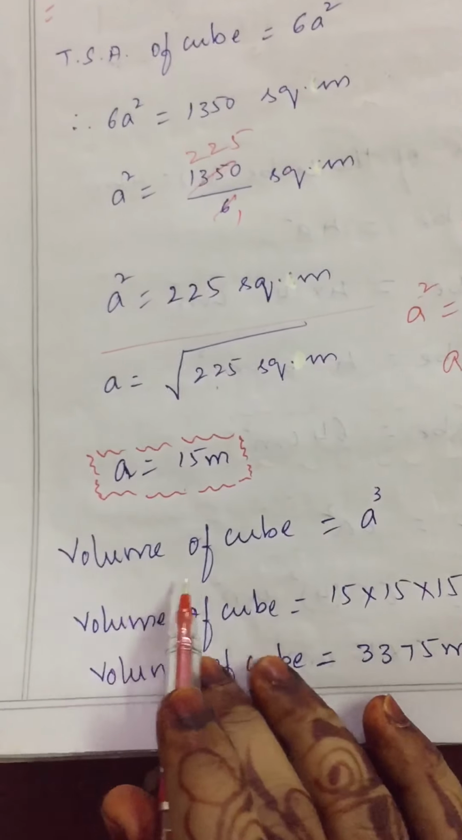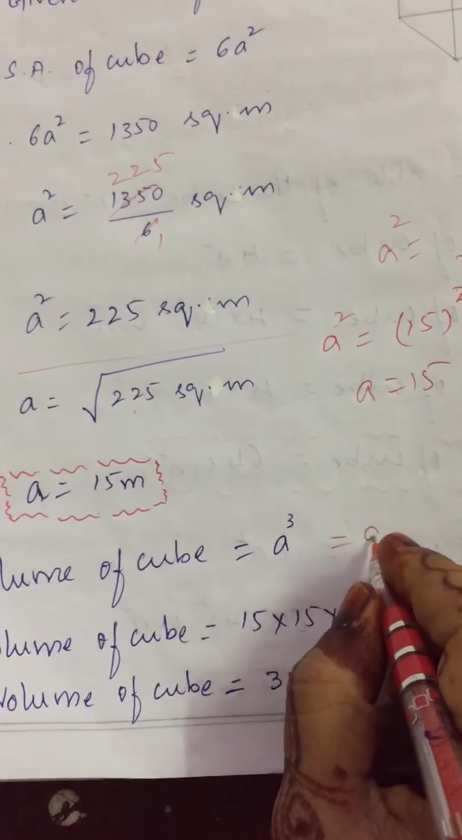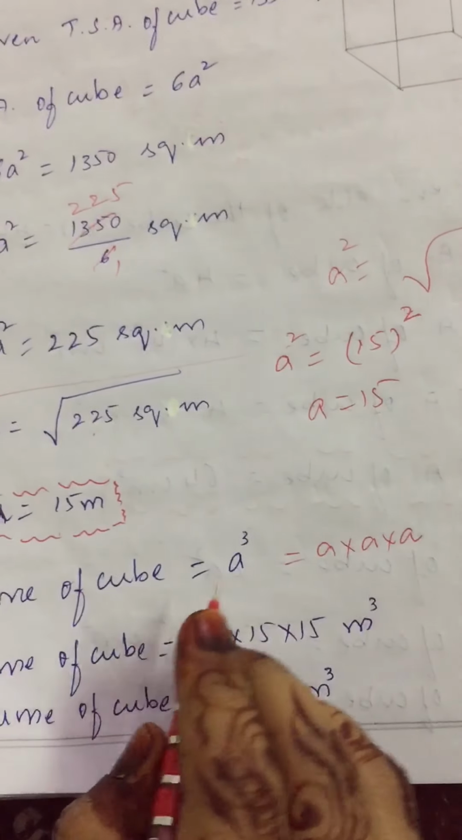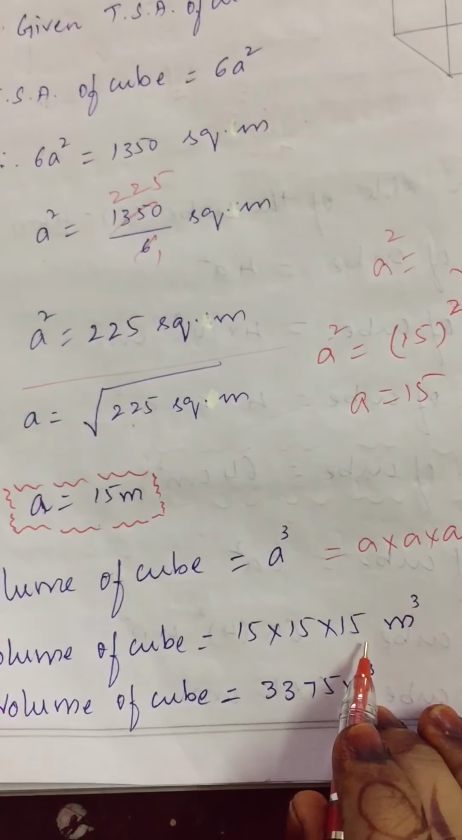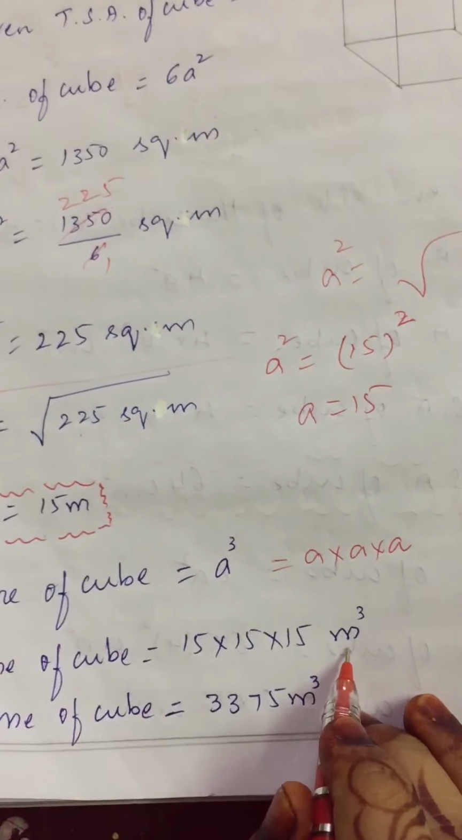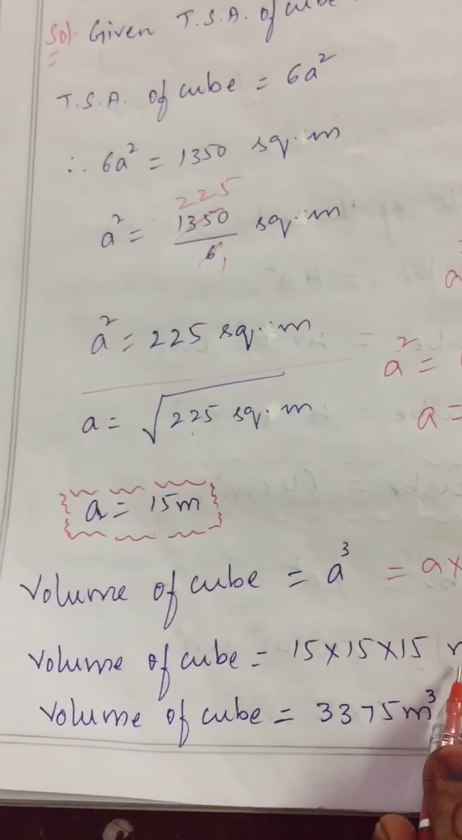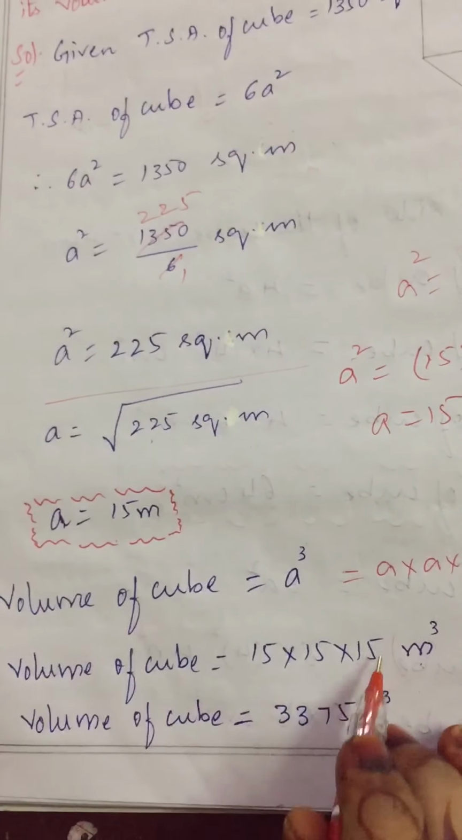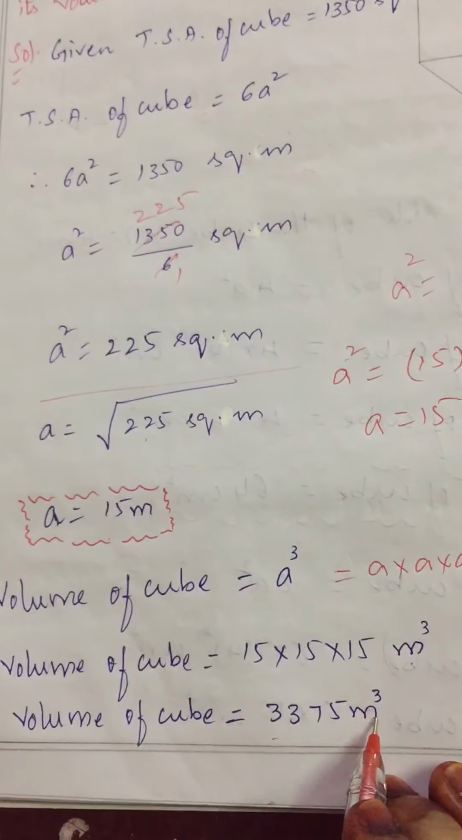He is asking the volume. The volume formula we have is a³. a³ is nothing but a into a three times. Clear children? So a is 15, so we need to do 15 into 15 into 15. Volume we measure in cubic units, and here the unit is meter, so cubic meter. 15 into 15 into 15 is 3375 cubic meter. Clear children?